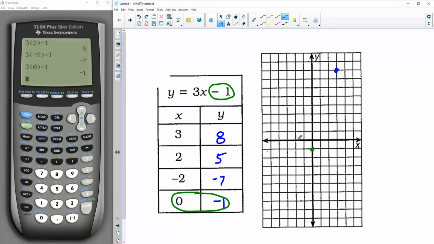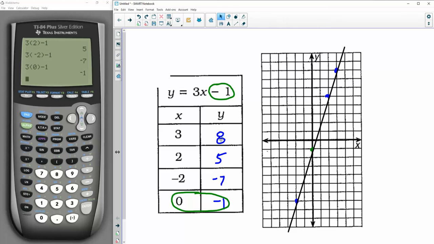There's 3, 8. 2, 5 is 2 to the right, 1, 2, 3, 4, 5. And then negative 2, negative 7 is 2 to the left, and 1, 2, 3, 4, 5, 6, 7 down. And all those points fall in a straight line, and all the points on that straight line are the solutions to the equation y equals 3x minus 1.